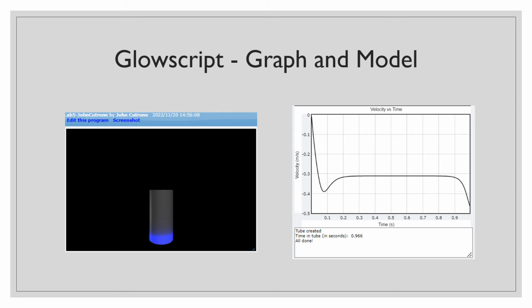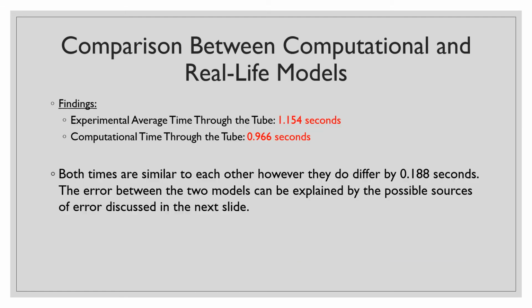And this created this graph and this model. The model did have red and blue colors as the simulated magnet fell, but this is the end, and the graph shows the velocity versus time graph.